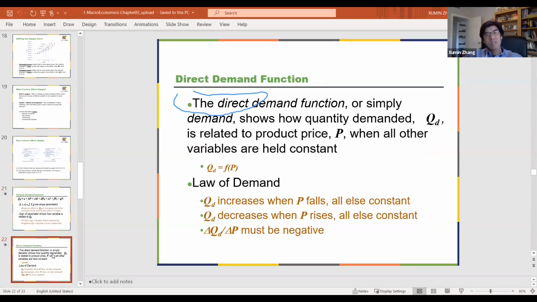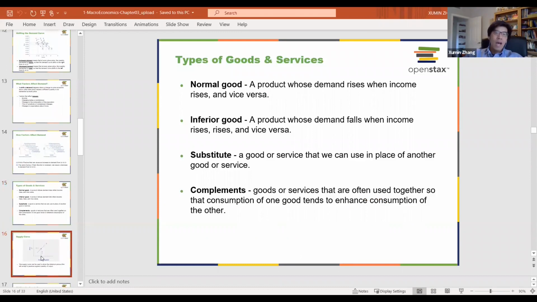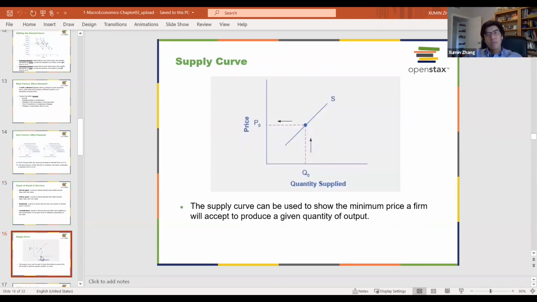The next slide just shows you the direct demand function, which is, as I said, the quantity and the price relation together. This is showing the law of demand using this. I don't spend a lot of time on it because this is mostly the information I use for this microeconomics. I will go ahead and tell you about the supply curve.